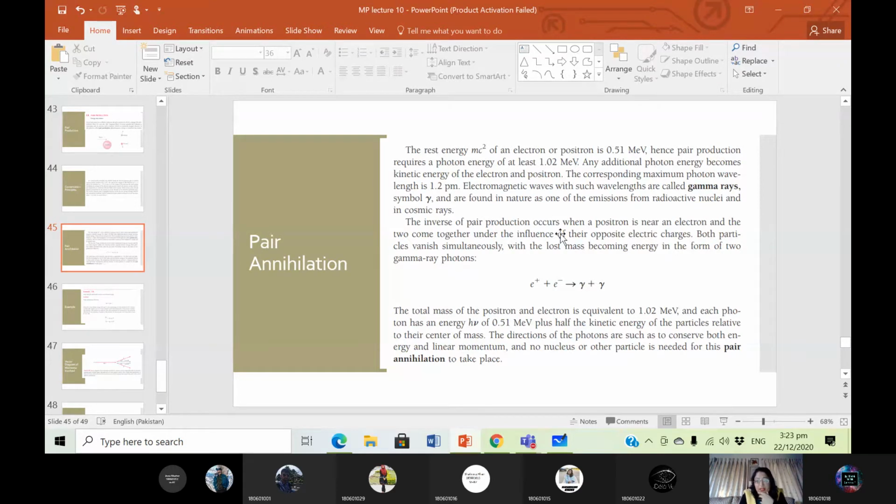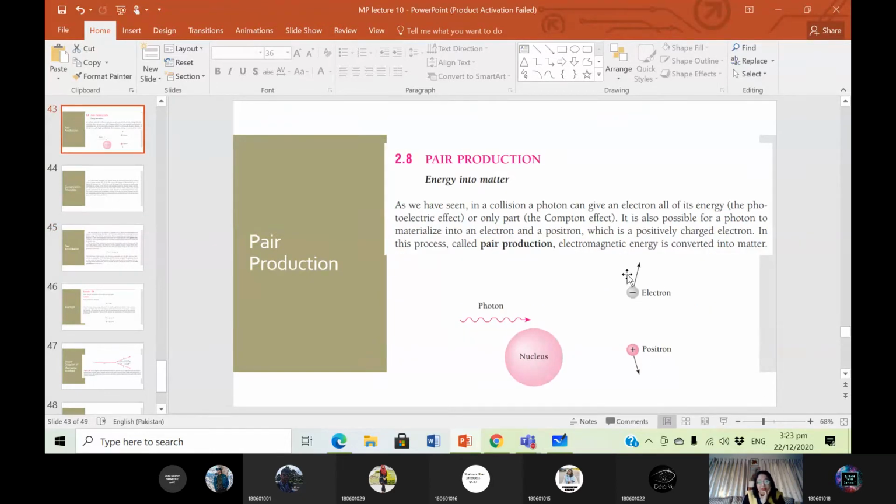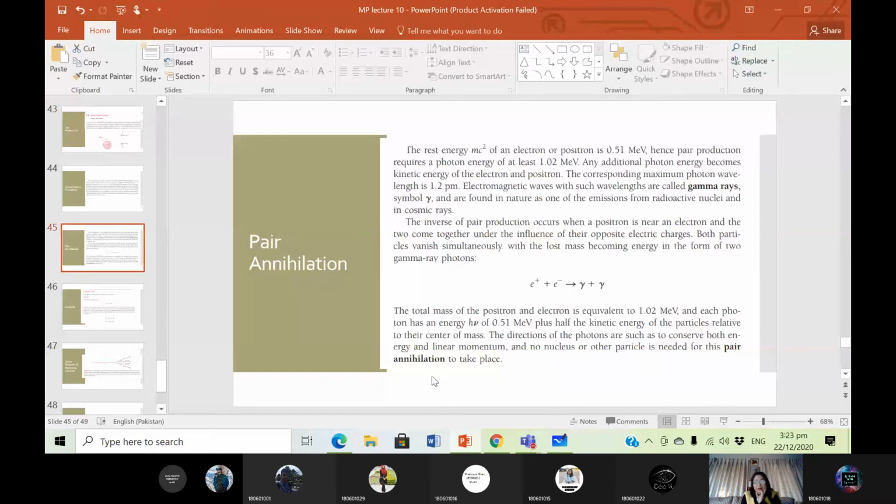So the inverse of pair production occurs when a positron is near an electron. Basically, we can also have the inverse of pair production, just when an electron comes near a positron and it will emit a photon. They will get annihilated. This is called pair annihilation basically.